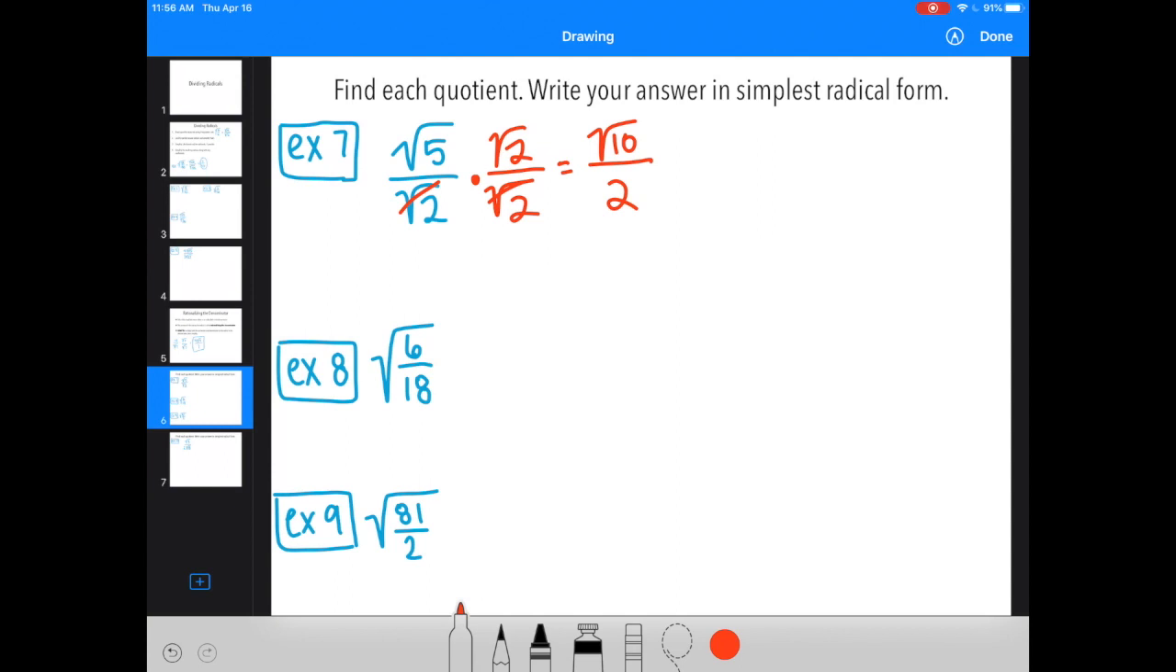Can square root 10 be simplified any further? No, it cannot. Okay, so my final answer would be square root 10 over 2.